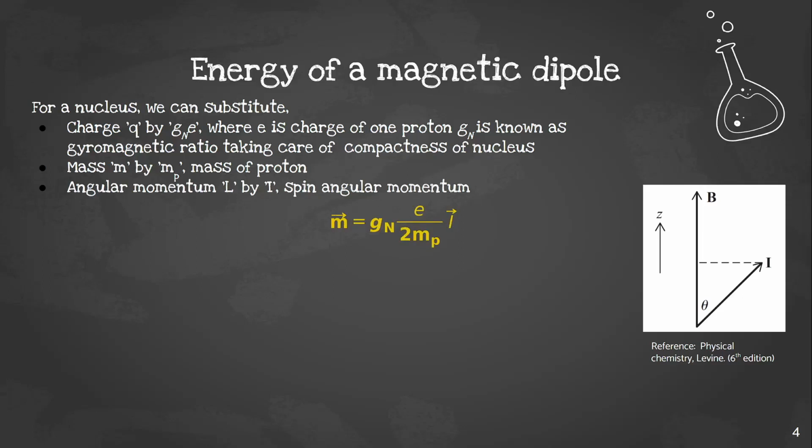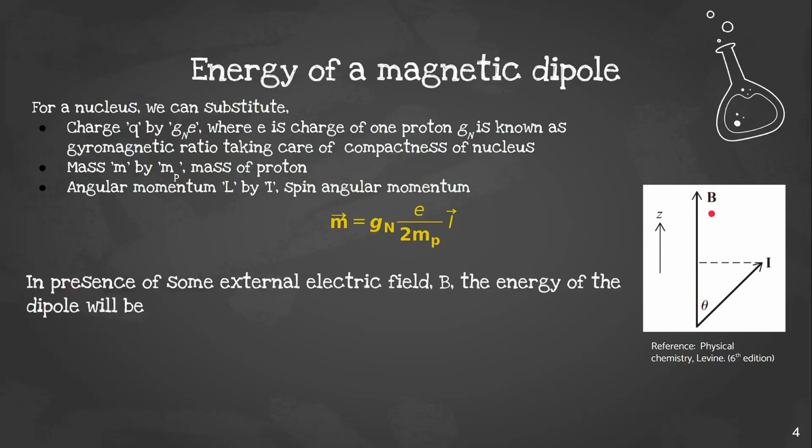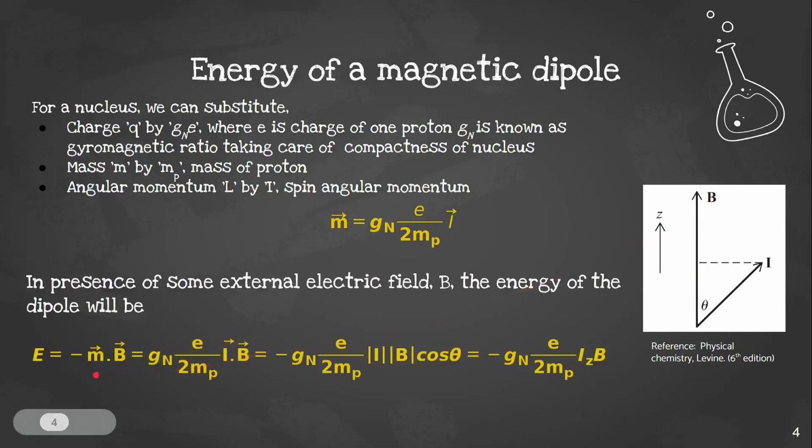Now, when we apply an external magnetic field B on these magnetic dipoles, the energy of the interaction of the magnetic dipole with the magnetic field B becomes minus mu into B, where the minus stands for the stabilization energy. Whenever the direction of the magnetic dipole moment and the applied magnetic field are the same, E becomes negative. If they are not, E becomes positive.